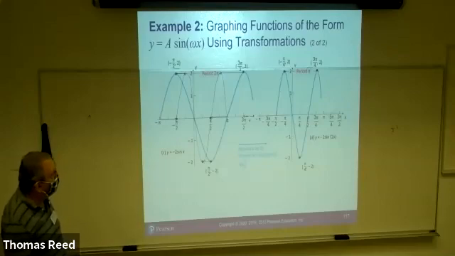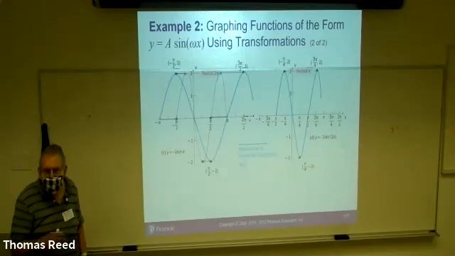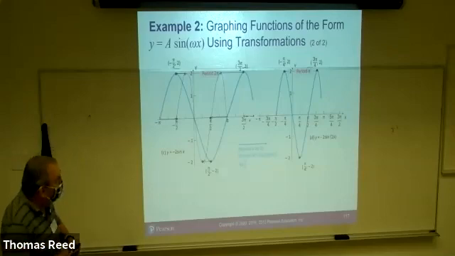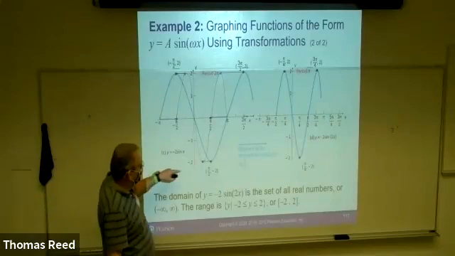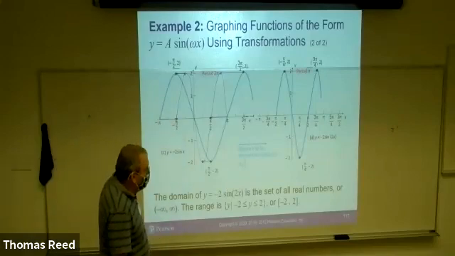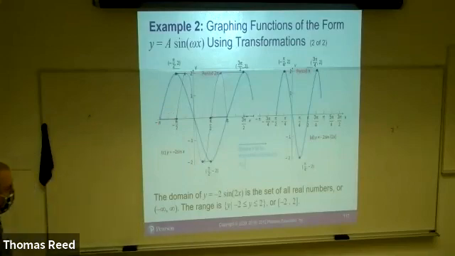I just like to overlay them because I can see it better if I overlay it. Anyway. So the domain remained the same, it's still all real numbers. But the range had changed, because instead of going from -1 to +1, now it goes from -2 to +2 inclusive.